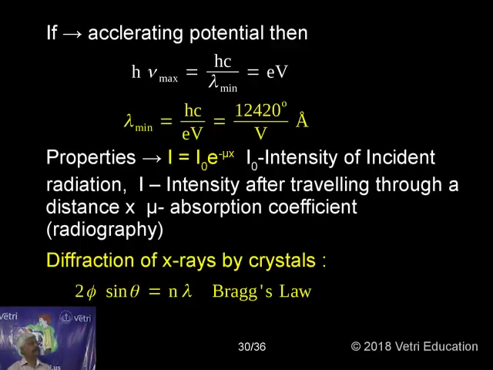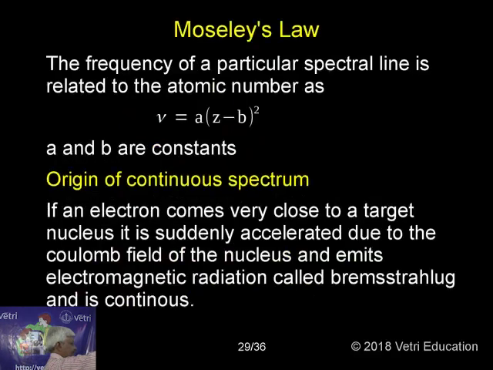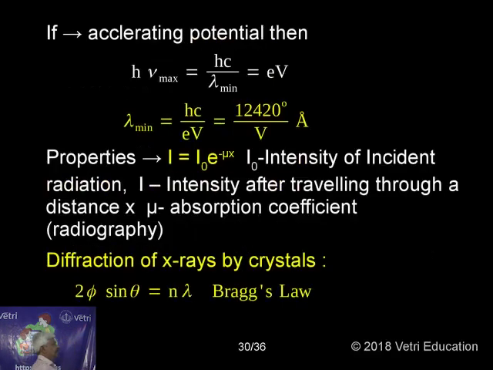If the accelerating potential, just now I have given this formula, h nu maximum is equal to hc by lambda minimum, that is equal to eV. Lambda minimum is 12,400 divided by V, as I have given, or accurately 12,420, but approximately we can take 12,400, that is also a correct answer.